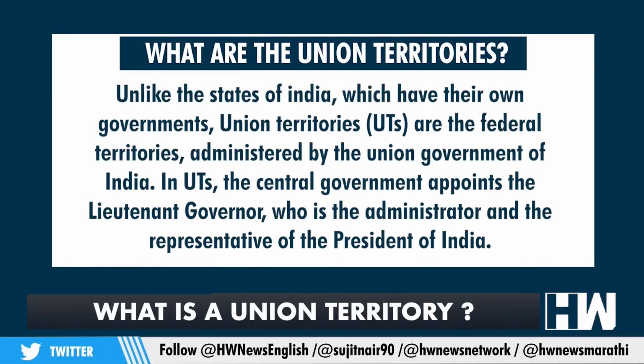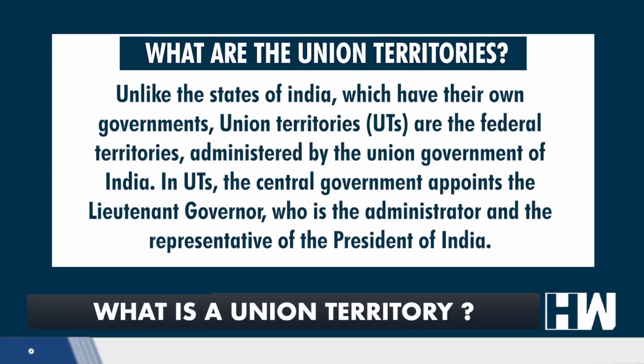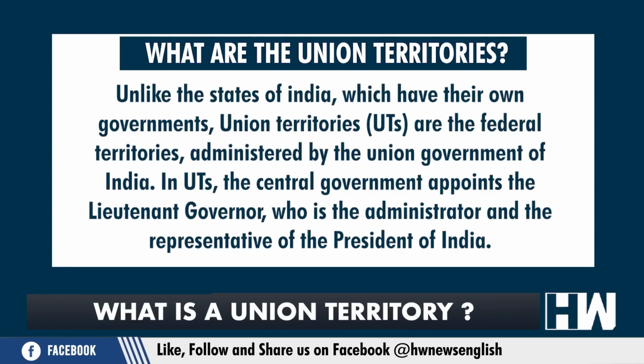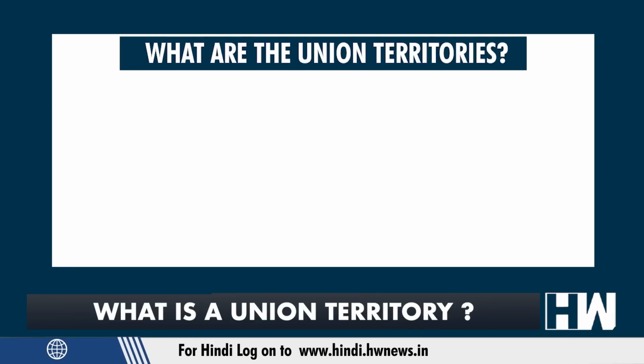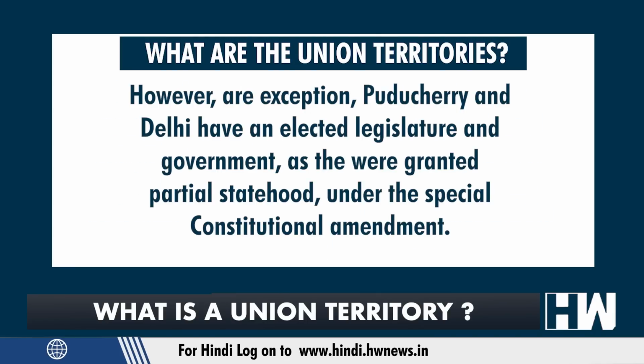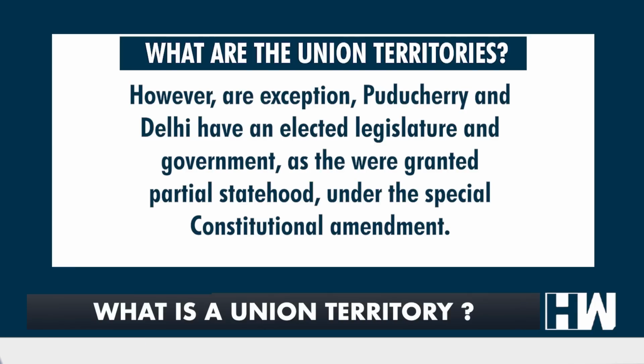Unlike the states of India, which have their own government, union territories are federal territories administered by the Union Government of India. In UTs, the central government appoints the lieutenant governor, who is the administrator and the representative of the President of India. However, there are exceptions given to Puducherry and Delhi. They have elected legislative governments and they are granted partial statehood under the special constitutional amendment.